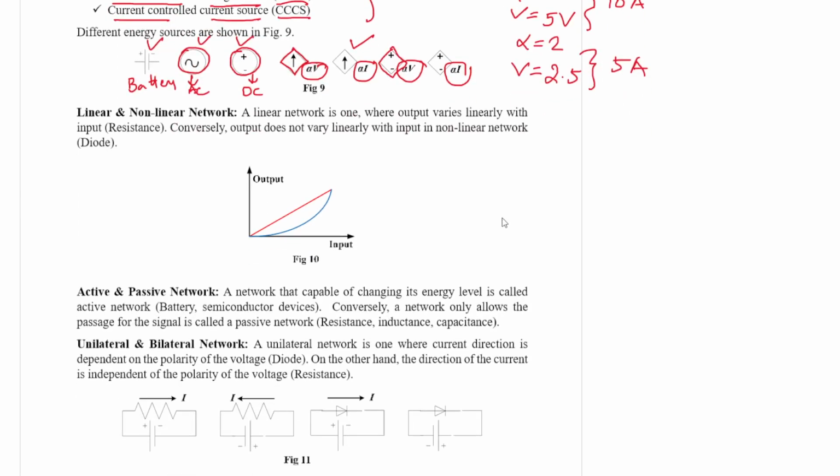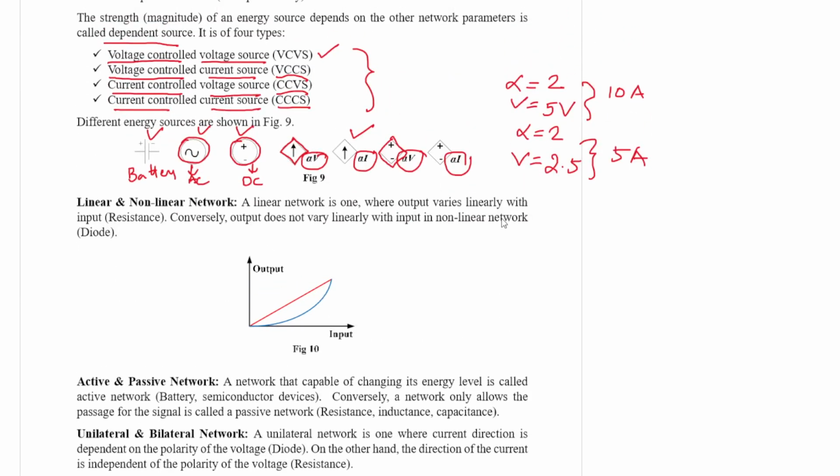So the next term is linear and non-linear network. What is their definition? Suppose you have a network like this. It could be a linear network, it could be a non-linear network. Now under which condition do you say a network is linear and a network is non-linear?